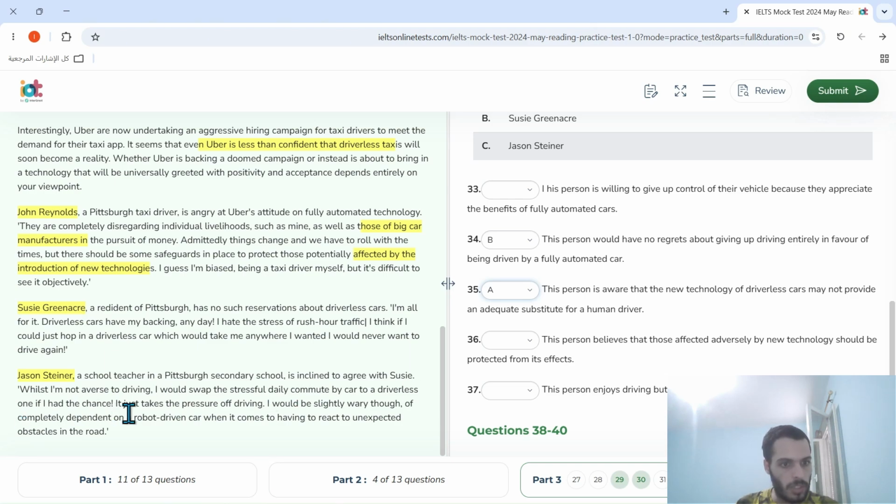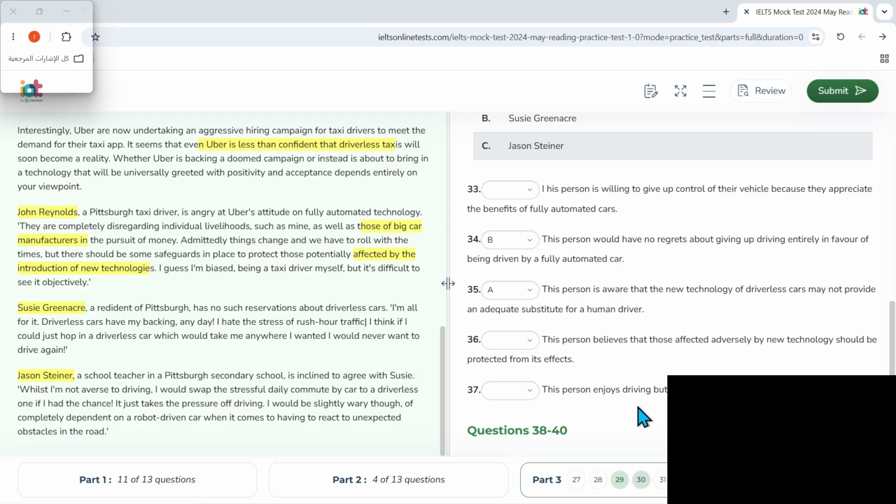While I'm not averse to driving, I would swap the stressful daily commute by car to a driverless one if I had the chance. It just takes the pressure off driving. I would slightly worry though of being completely dependent on that one rather than having unexpected obstacles. This is aware that new technology may not provide an adequate substitute for a human driver. This is John. Okay, the person enjoys driving, but only under favorable conditions. This person believes that those affected should be protected from its effect.